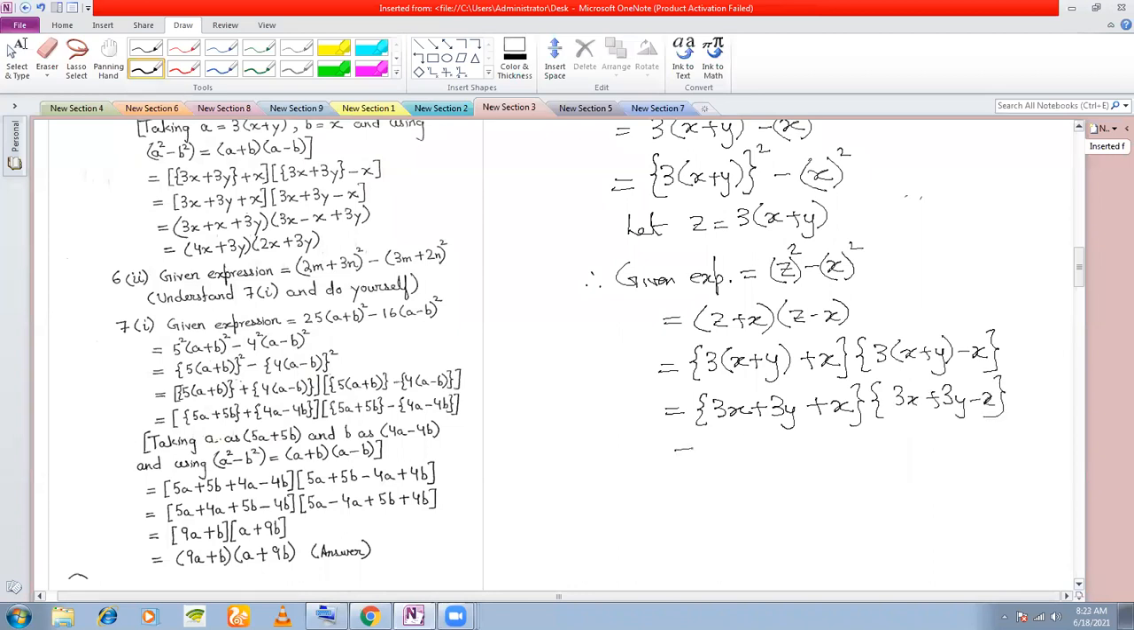Now see, each of the expressions within the curly brackets can be simplified further. These two are like terms, right? So you can write this as 4x + 3y, and 3x minus x is 2x, and plus 3y we write as it is. Therefore the factorization is (4x + 3y) into (2x + 3y). That's it.